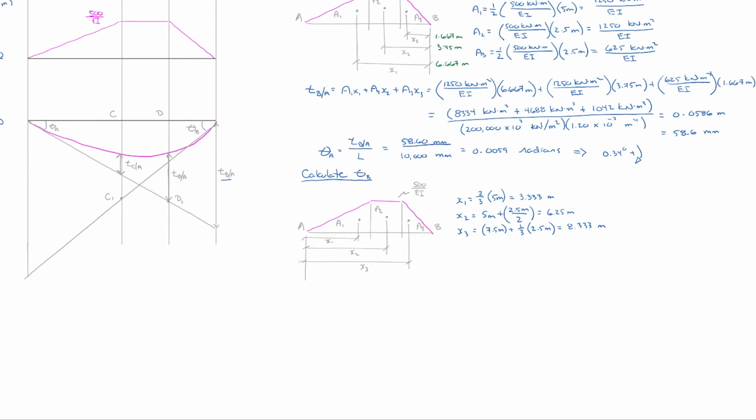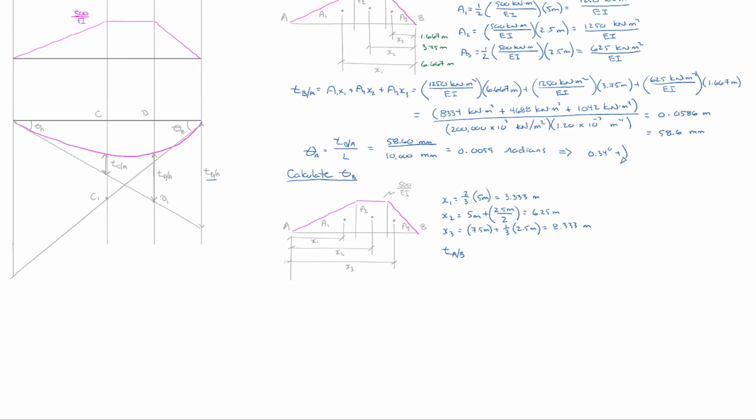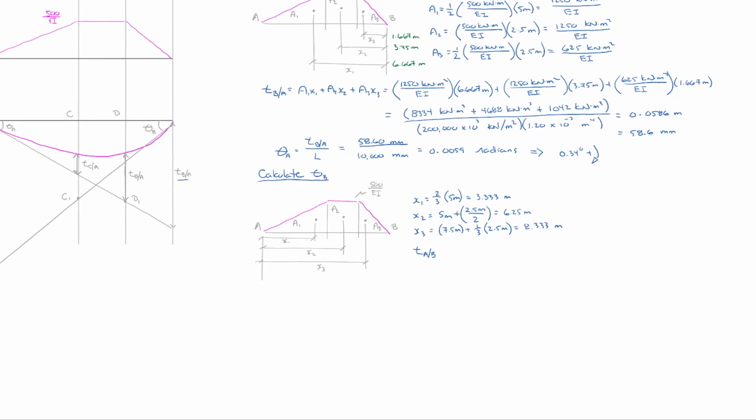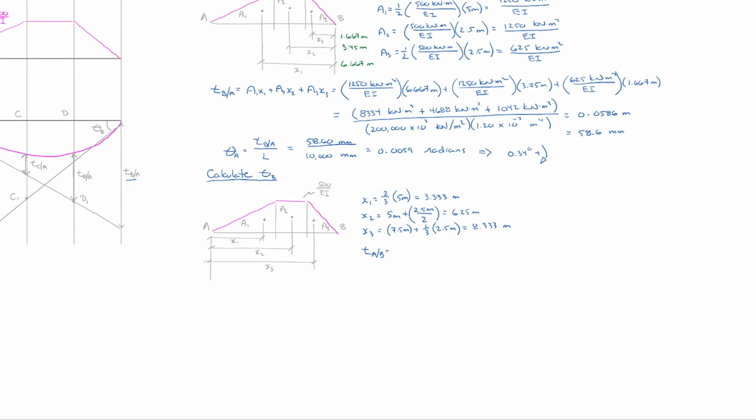So what I need to do is to demonstrate that the tangent distance of A with respect to B. So that's over here in the diagram, tangent distance of A with respect to B. And that's equal to, again, A1 x1 plus A2 x2 plus A3 x3. And we'll go ahead, we're bringing the areas down.